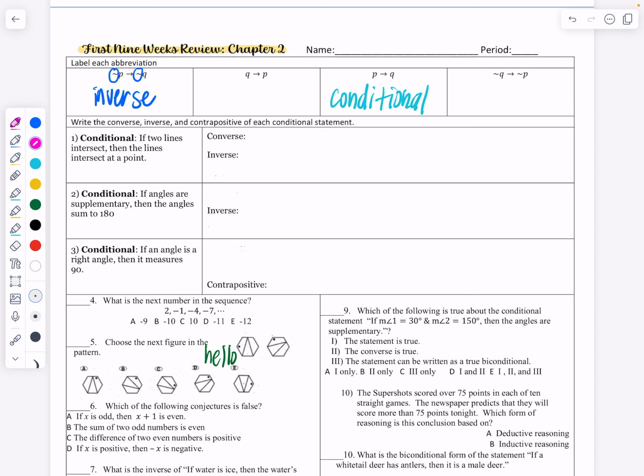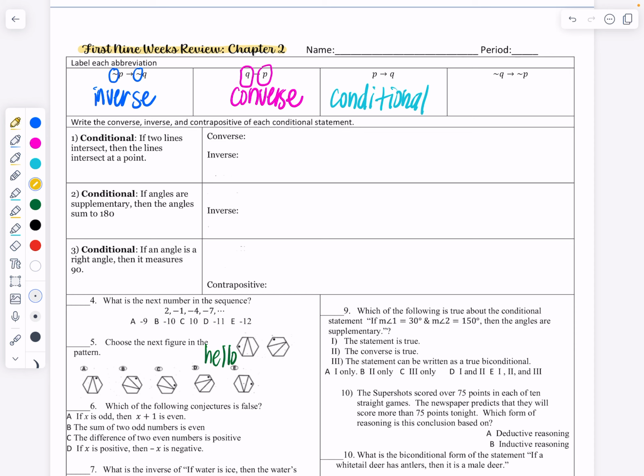And then we have our if Q, then P, which is going to be our converse. It's kind of like shoes. It's where you just flip your feet. Here's my left foot and my right foot, and I've just switched them. So if these are my original shoes, I've taken them, and now I have just flipped the order. Okay?